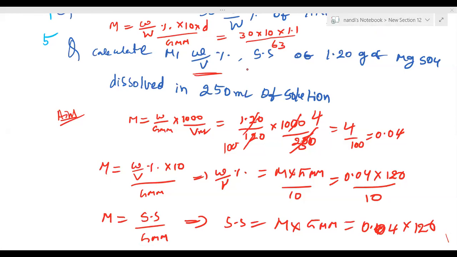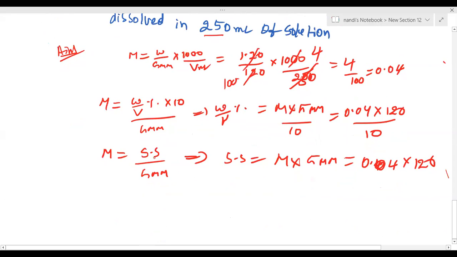Check it here. 1.2 grams dissolved in 250 ml of solution, sir. We can find W by V percent, the strength of solution. Molarity anyway you know. There is only one way, no other way, so you have to solve the same way. But here I am doing W by V percent. 1.20 grams dissolved in 250 ml, sir.